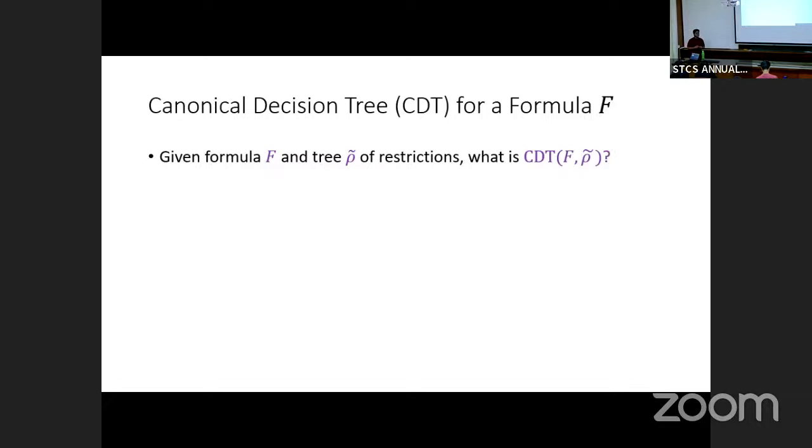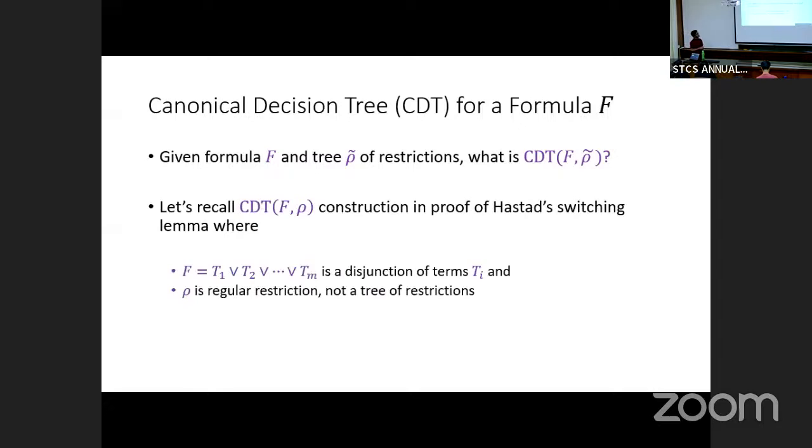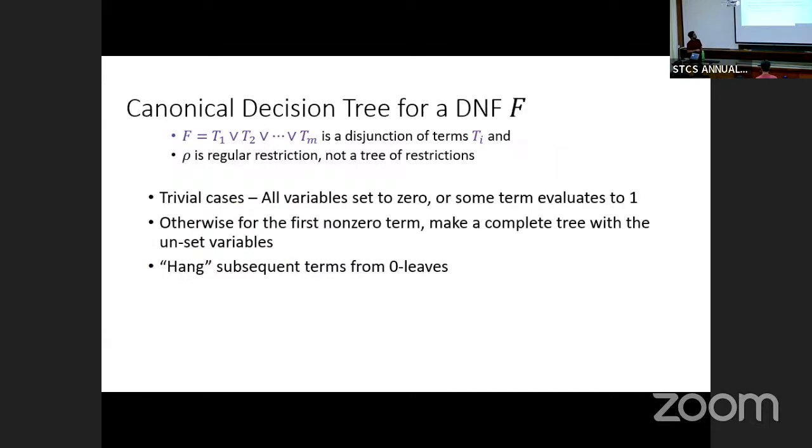If you have seen some proofs of Håstad's switching lemma, they use something called a canonical decision tree. So let me quickly recall what it is for Håstad's switching lemma. It's on DNFs, right? It's term 1 or term 2 or so on, and each term is an AND. How do they build a canonical decision tree for this? If some term is 1, just make it 1. Leave aside those cases. Otherwise, you find the first term that isn't completely killed, which still has some variables that are alive, and it's an AND. So the decision tree is exactly how you would expect it to look.